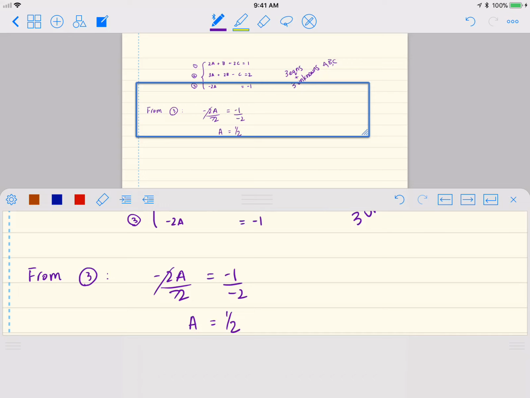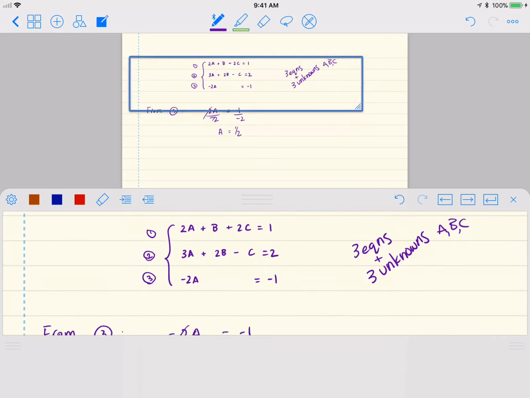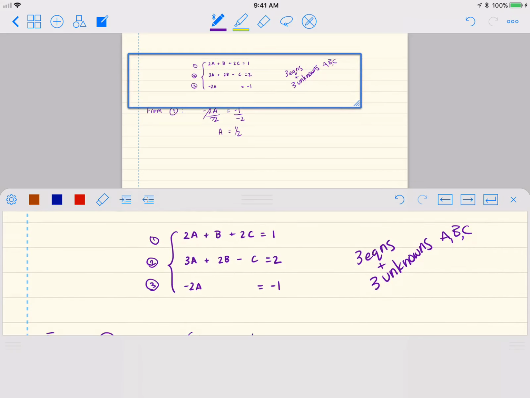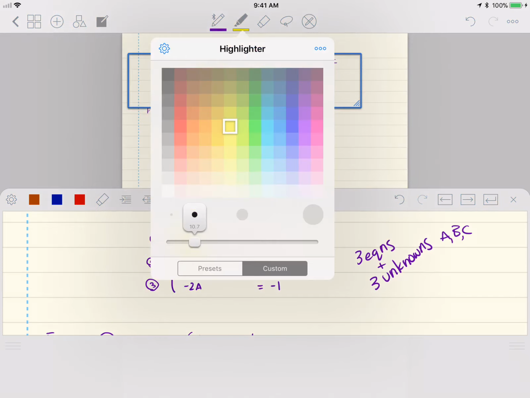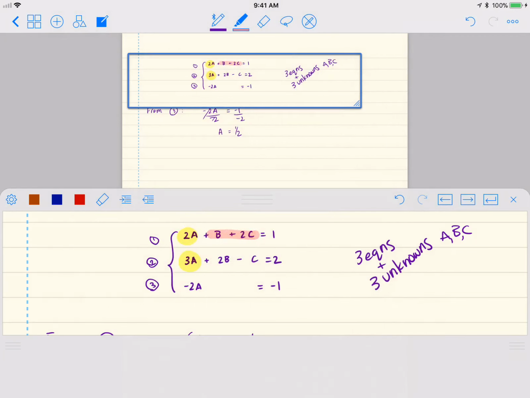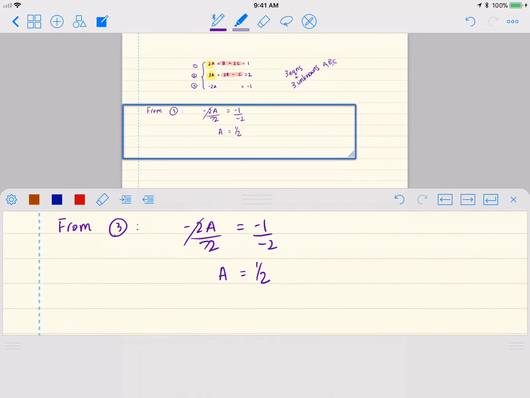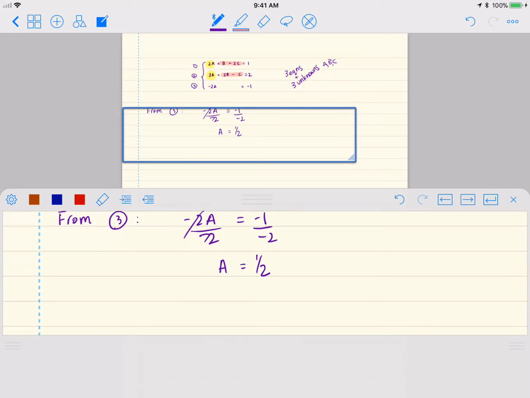So now here's what we're going to do. We're going to substitute this piece of information into equations 1 and 2. That's going to give us 2 equations, 2 unknowns, because once we substitute in our value for A right here and right here, what's going to be left is something in B and C and some number. So let's go ahead and do that. We're going to substitute A equals 1/2 into equations 1 and 2.